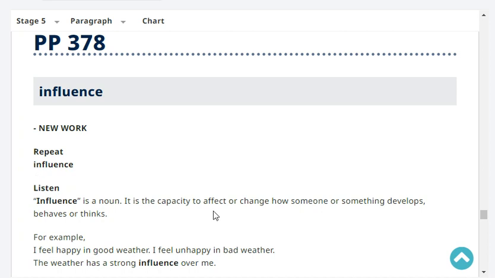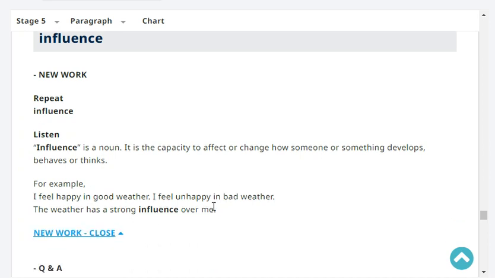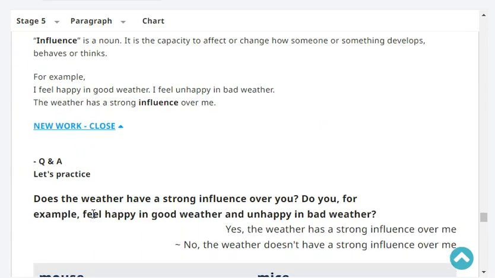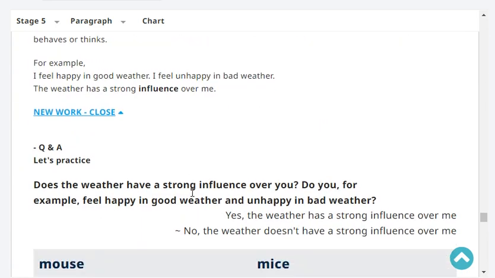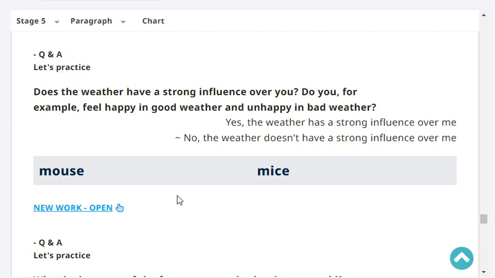For example, I feel happy in good weather. I feel unhappy in bad weather. So, the weather has a strong influence over me. Okay, let's practice. Does the weather have a strong influence over you? Do you, for example, feel happy in good weather and unhappy in bad weather?